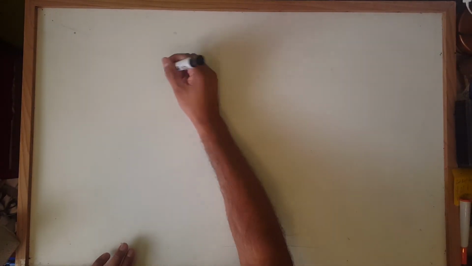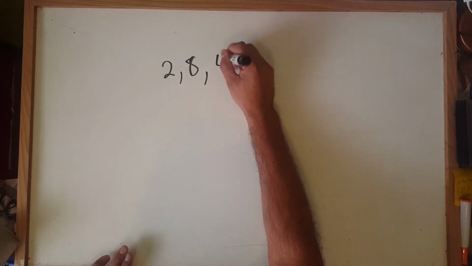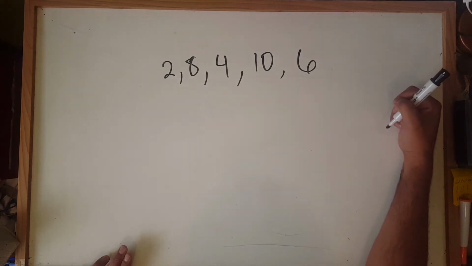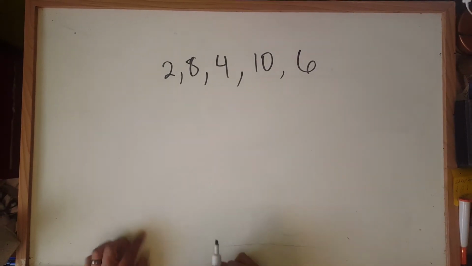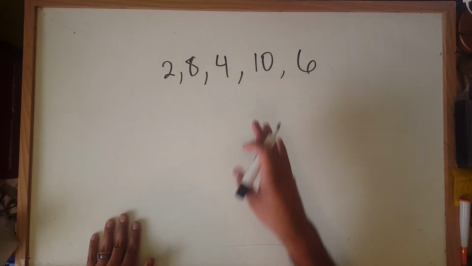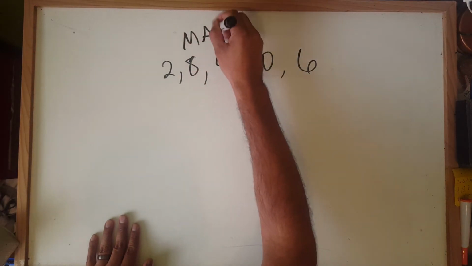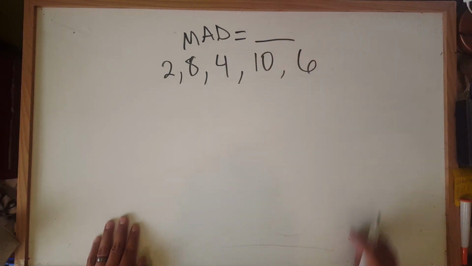So let's take some numbers. Let's say I have 2, 8, 4, 10, and 6. Okay, you should be writing all this down. 2, 8, 4, 10, and 6. So that's my number set. So with this, I need to be able to find the mean absolute deviation, or we can just call it the MAD. Okay? So up there, that's where I'm going to put my answer.